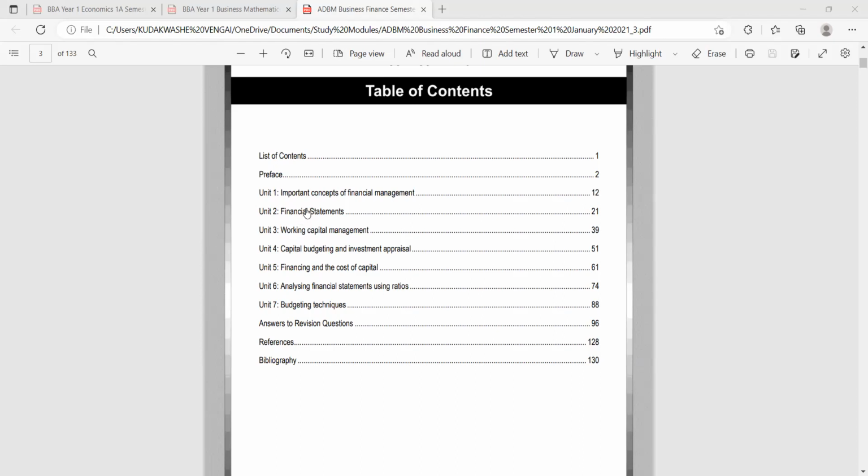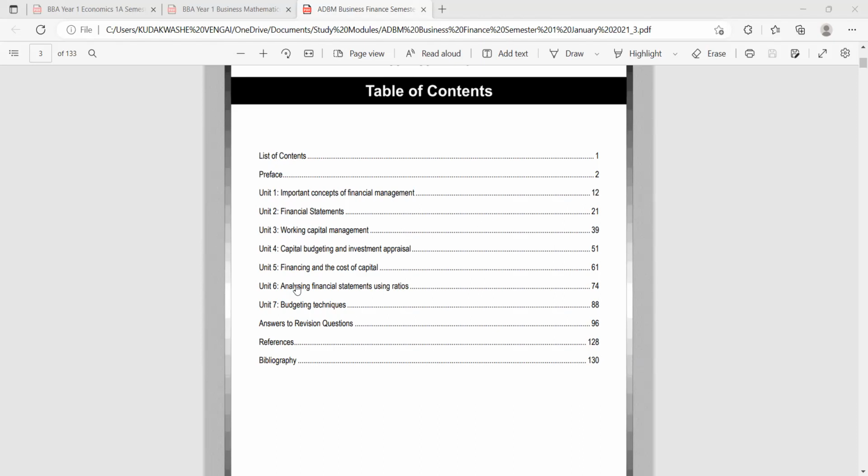Why? Because unit number 2 is called financial statements. In financial statements, you need to know how to do an income statement. You need to know how to do a statement of financial position. You need to know how to do a cash flow statement. So there are 3 aspects that are important to financial statements, and that will be a week on each of those aspects. So that's 6 weeks plus 3, which gives you 9 weeks.